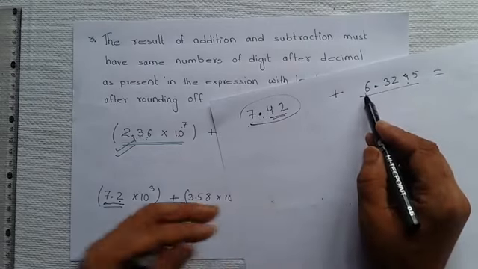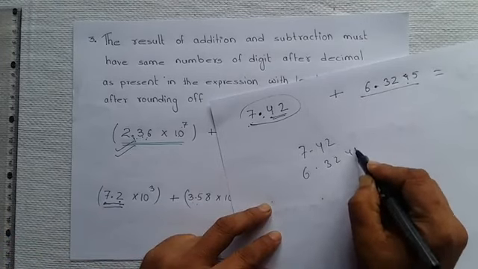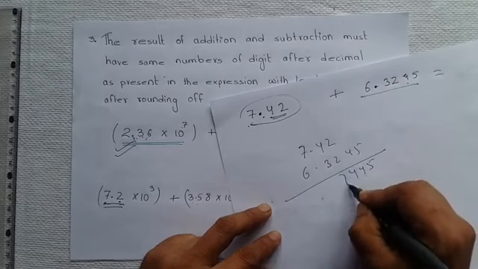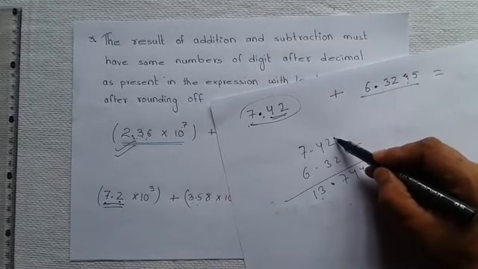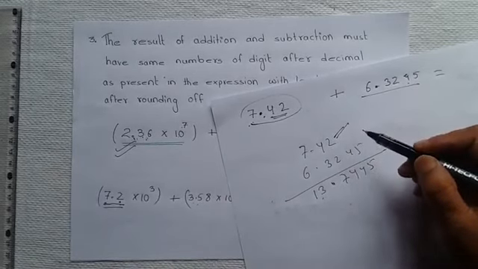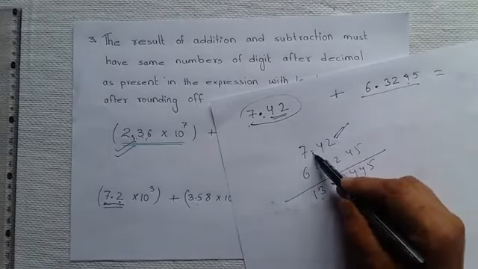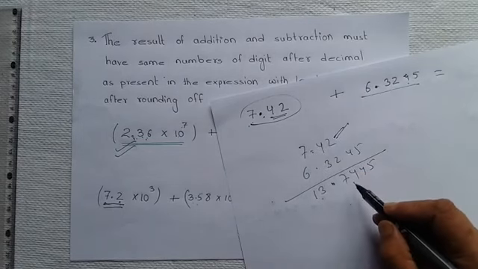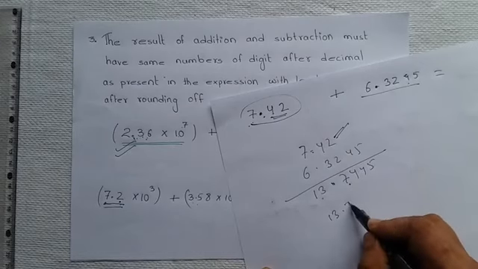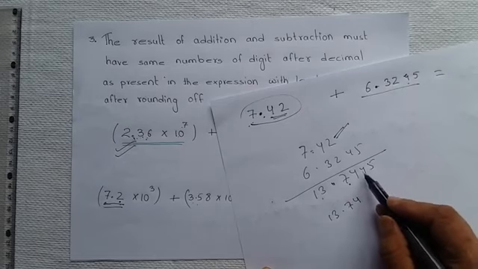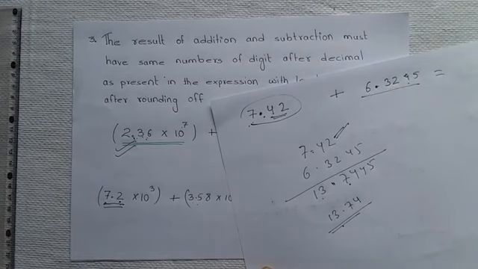So let's do this. 7.42 added to 6.3245 gives us 13.7445. Now this is the value with the least decimal places, so for the answer we'll take 2 decimal places. So we just round it off now. 13.74. When we round off, the answer is this. This is the correct answer after rounding off.